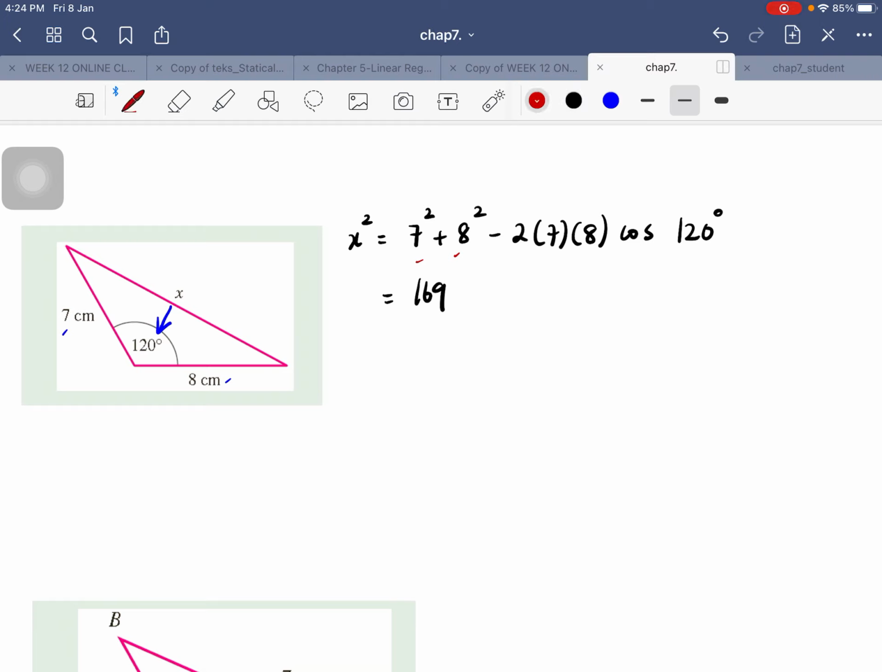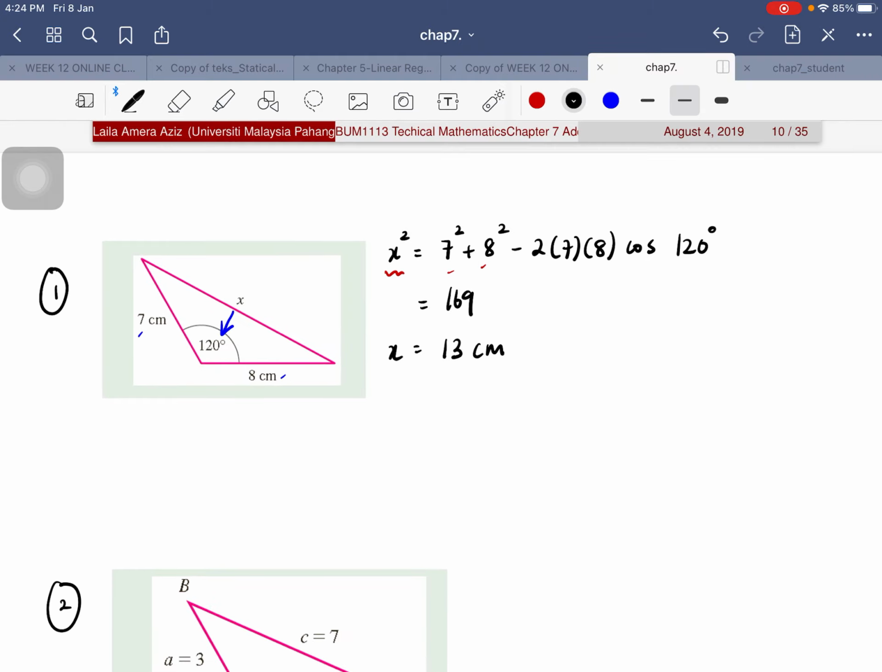But of course, remember, this is x squared, but what we wanted is not x squared, we wanted to find x. So just square root the answer that you got just now, and you will get a value of 13. And in this case the unit for x is centimeters. We can have 13 centimeters. That is going to be our answer. Okay, that's the first one.